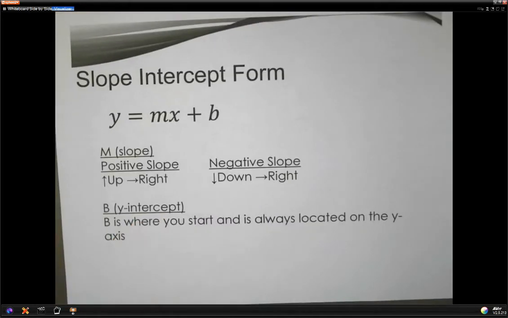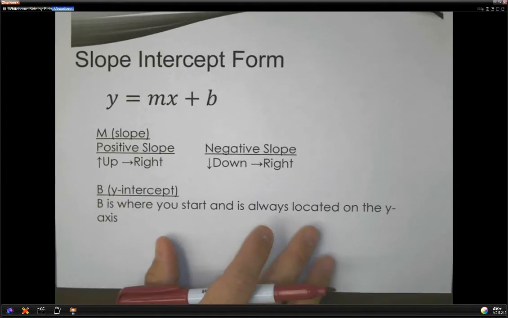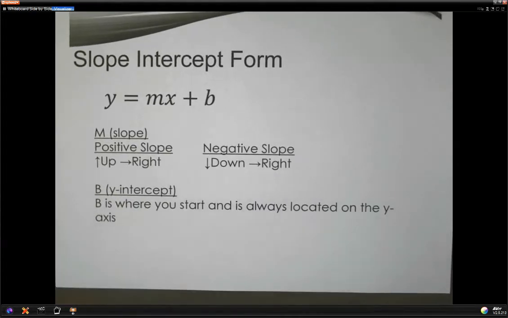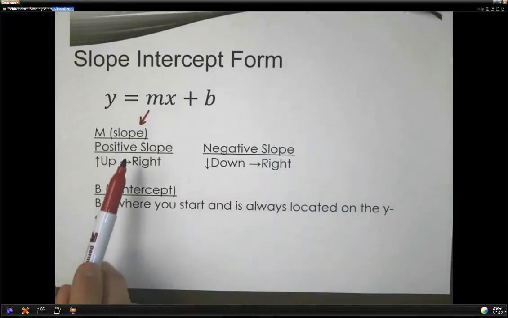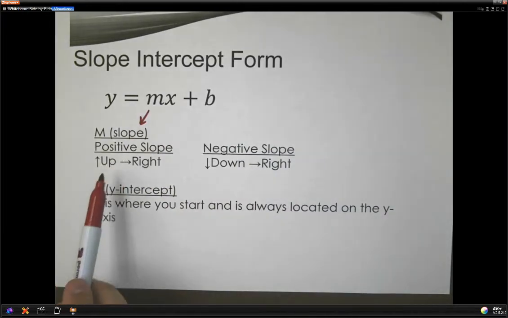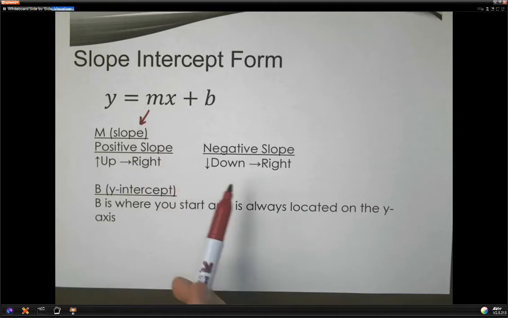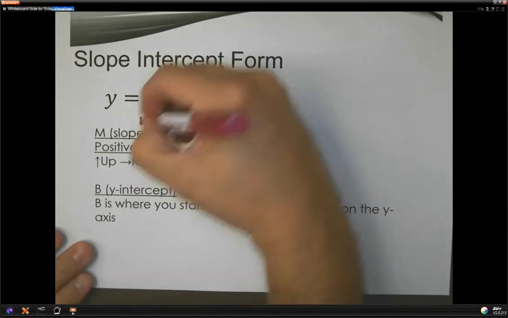One of the key things that we need to pay attention to when graphing, and one of the easiest ways to graph in my opinion, is slope-intercept form. Slope-intercept form is y equals mx plus b. A couple of things to make note: the slope, which is always m, if positive, we're always going to go up and to the right. And if negative, we're going to go down and to the right.